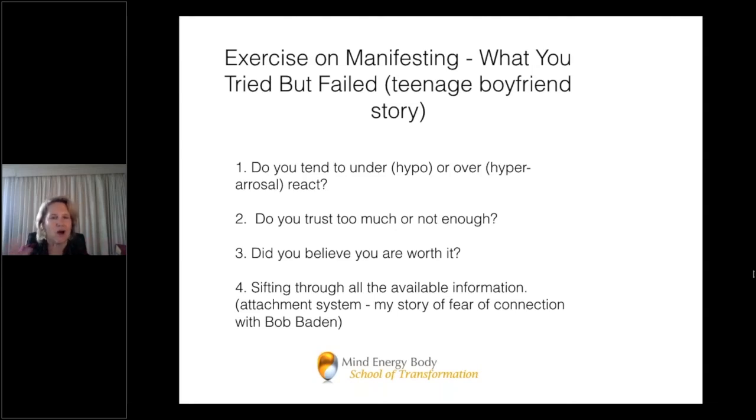So as you sift through all the available information, and next time we'll talk about our attachment system, but I'll give you a clue to it. As a child, I was mistreated by my parents. So I didn't really believe in myself. I didn't feel safe and secure. I was insecure and I was afraid of connection.